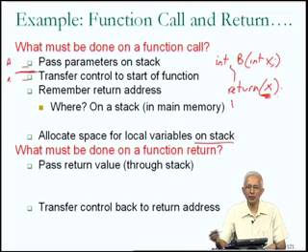And at this point, it should be fairly clear that one way to pass the return value would be for the function which is being called, the callee, to push the return value onto the stack so that after control is transferred back, the caller can just read the return value off the stack. So return values too can be communicated through the stack.